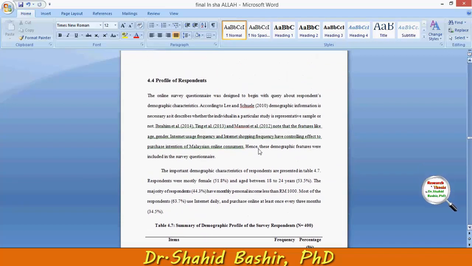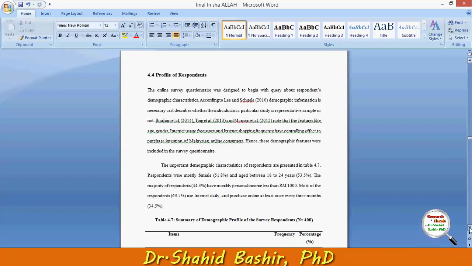So we have done a similar context studies analysis, some of those, and we have found that features like age, gender, internet usage frequency, and internet shopping frequency have a controlling effect on the purchase intention of Malaysian online consumers. So hence these demographic features were included in the survey questionnaire.